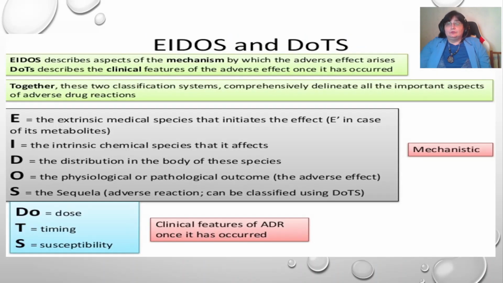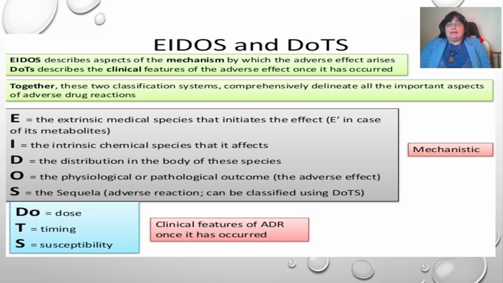Now we will go to a new classification. It's the EIDOS and DoTS classification. EIDOS describes aspects of the mechanism by which the adverse effect arises. DoTS describes the clinical features of the adverse effect once it has occurred.